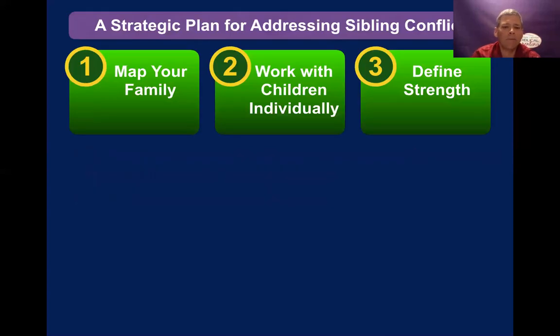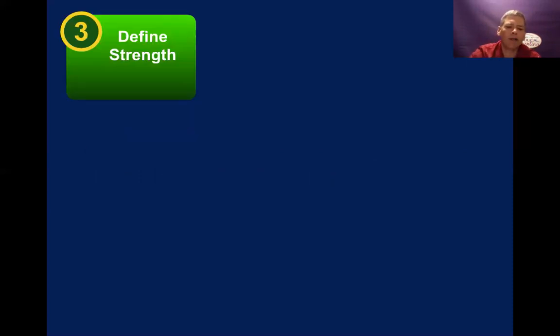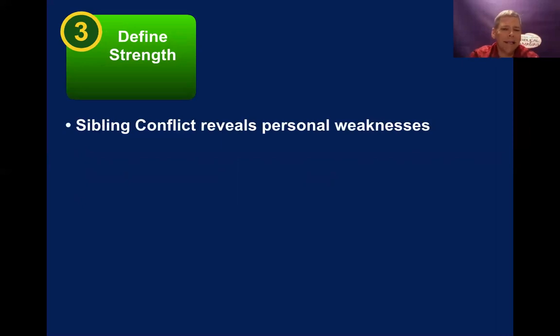Let's go to step number three. Step number three is to define strength for children. I alluded to this a little as I was reading the scripture, but as we define strength, we need to realize that sibling conflict reveals personal weaknesses. If you're a young person listening and you continually get into conflict with your brother or sister, that tells me something important about you. It tells me that you aren't equipped to handle the challenges that are presented by your brother.